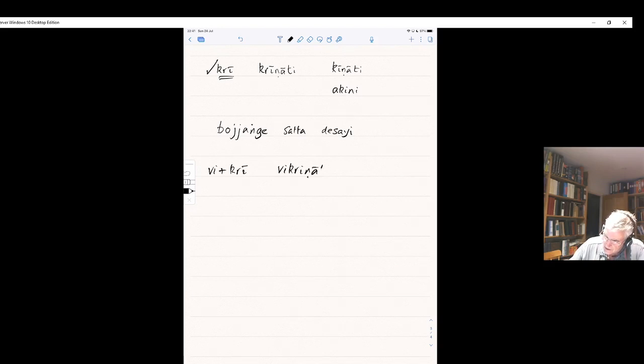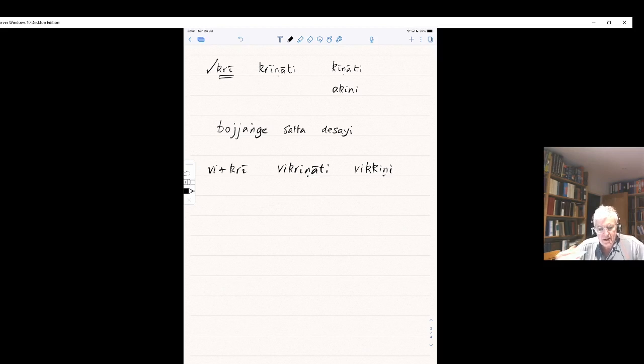Vikinati, he sells. Vikini, vikini, he sold. Also, you sold. The I ending on its own means I, or he, or you, singular. Vikini. There's that dot under the n, which, as it were, subconsciously remembers that in Sanskrit it was a krin, so a subdotted n after the r.